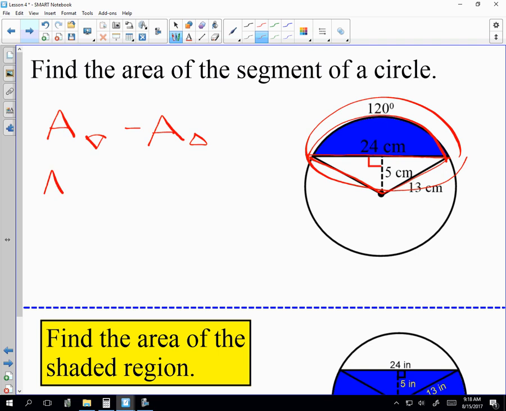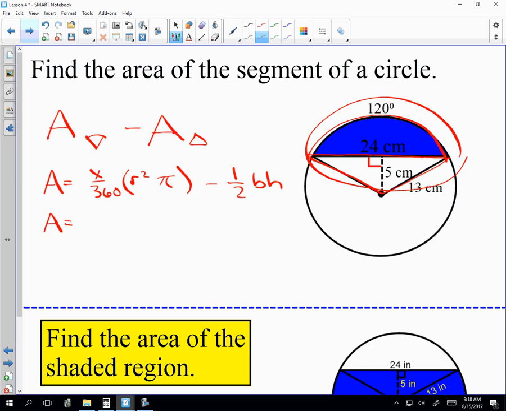So now we know that the area is the sector area, x over 360, because it's going to tell us what formula to use, r squared pi. So that's our area formula for the sector, minus the area formula for the triangle, 1/2 base times height. And we just have to find these measurements and put the pieces in.